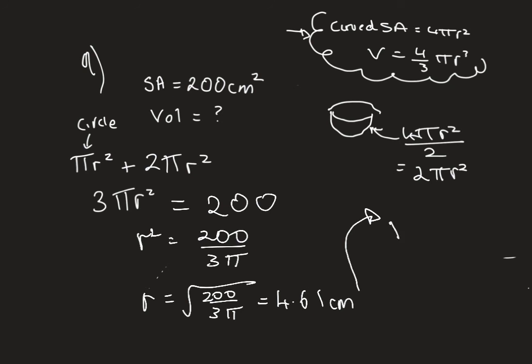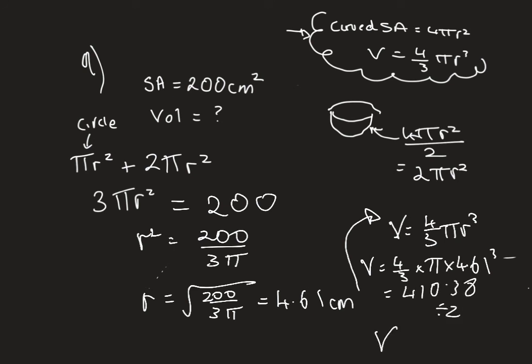So you just find the volume, remember, of a hemisphere. So find the volume of the full thing, 4/3 pi r cubed, and then divide it by 2 at the end. So that gives you an answer of 410.38, and then divide it by 2. So the volume will be 205 centimetres cubed.